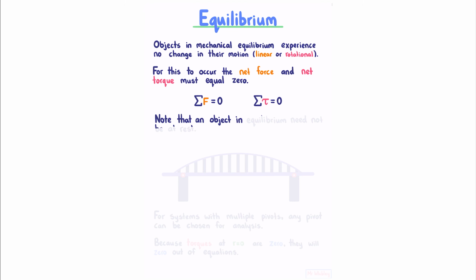Note that an object in equilibrium need not be at rest. What I mean by that is that an object could very well have a non-zero velocity while having a net force and net torque of 0.